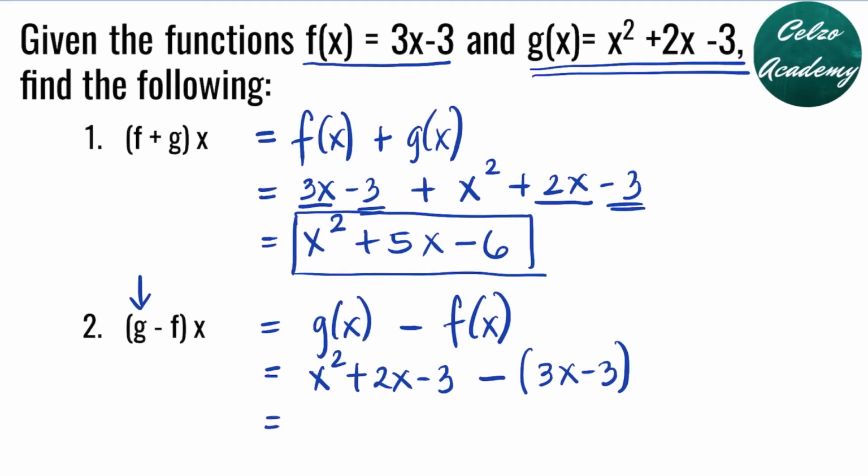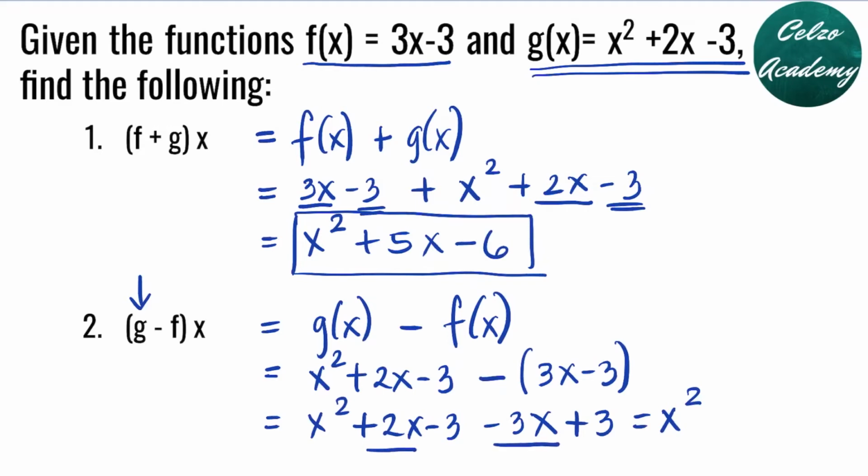Now we need to distribute first the negative. So we will copy x squared plus 2x minus 3 and distribute the negative. So we have negative 3x, and be careful, the negative 3 becomes now plus 3. Combining like terms, x squared first. We can combine 2x and minus 3x, that's negative 1x, or simply write negative x. Negative 3 plus 3 is 0, so we have x squared minus x as the answer for g minus f of x.